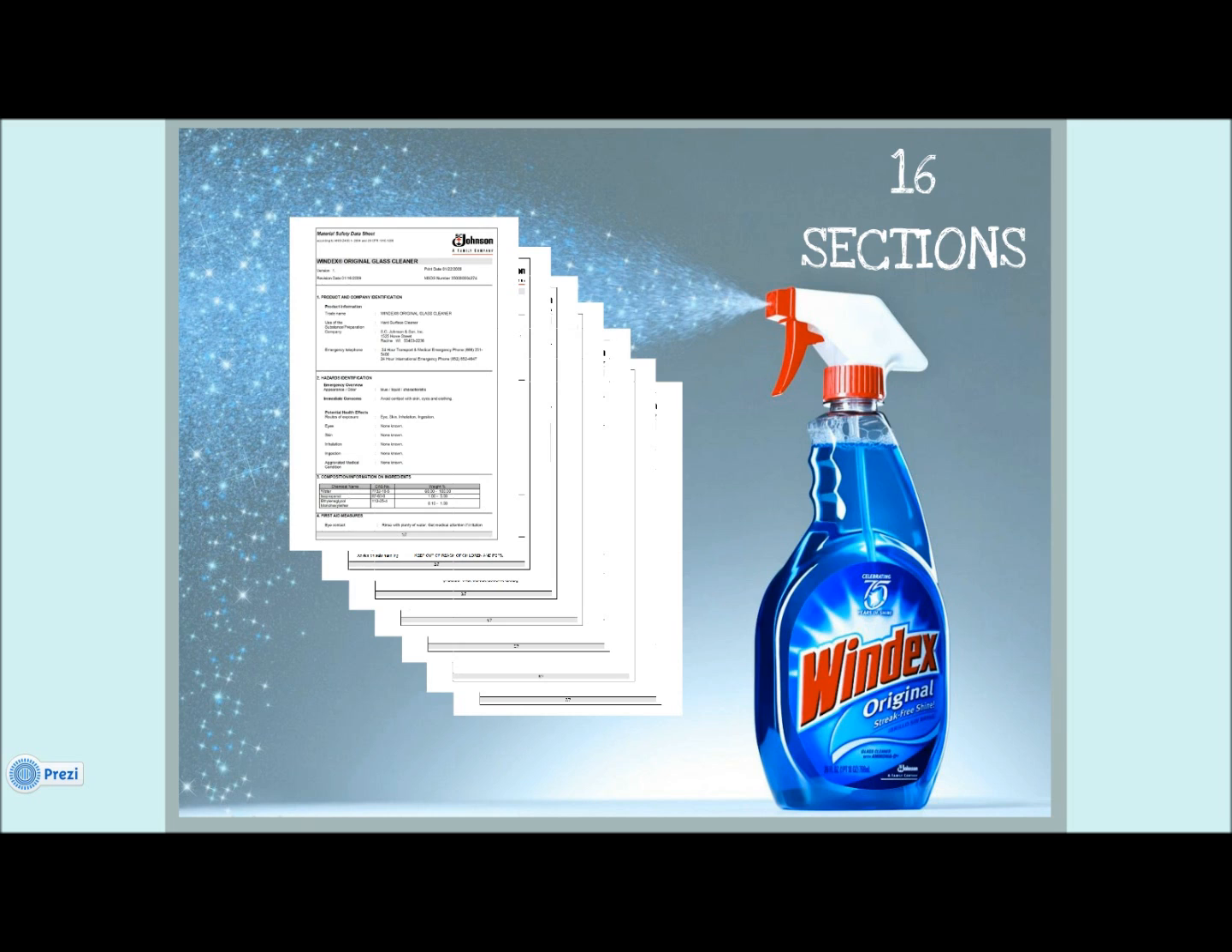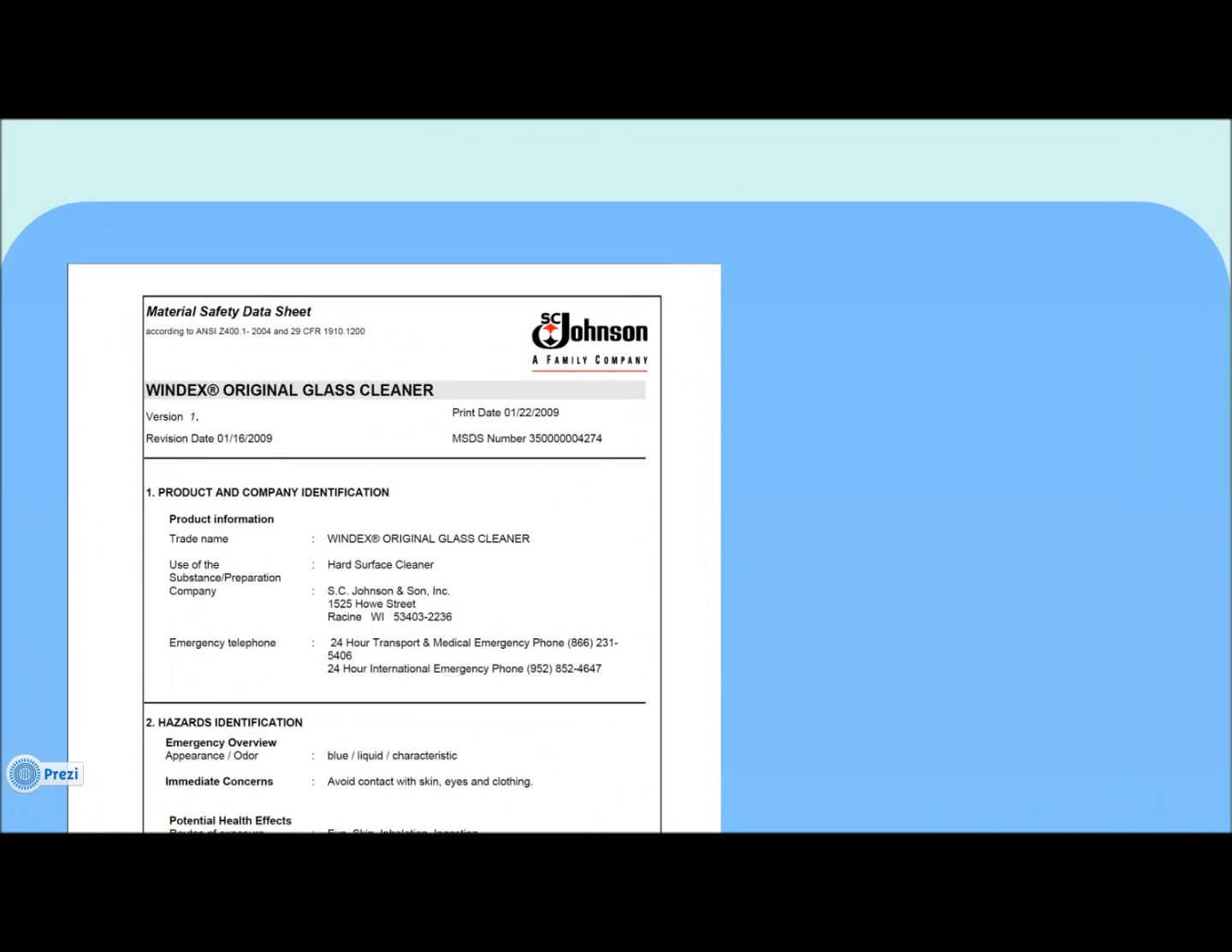Therefore, it is important for you to know which sections are more relevant to you and your usage of the product. Sections 1 through 8 contain general information about the chemical, identification, hazards, composition, safe handling practices, and emergency control measures, for example, firefighting. This information should be helpful to those that need to get the information quickly.